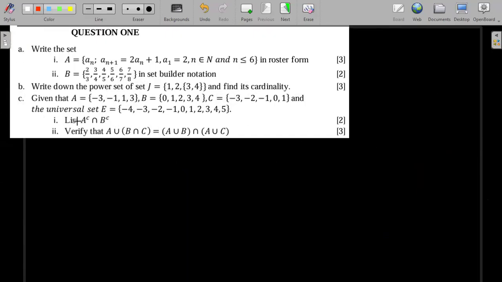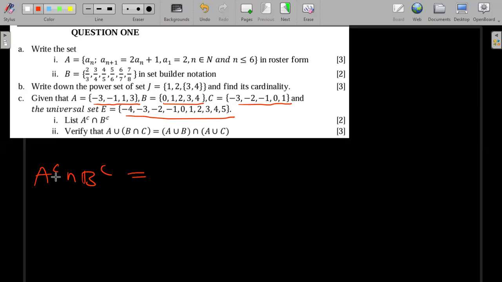Okay, so part C. They're saying, given the set A as this, given the set B as that, given the set C as that, and the universal set as this, find or list A complement intersection B complement. So here there are two ways. You can use the shortcut or you can go the long way.